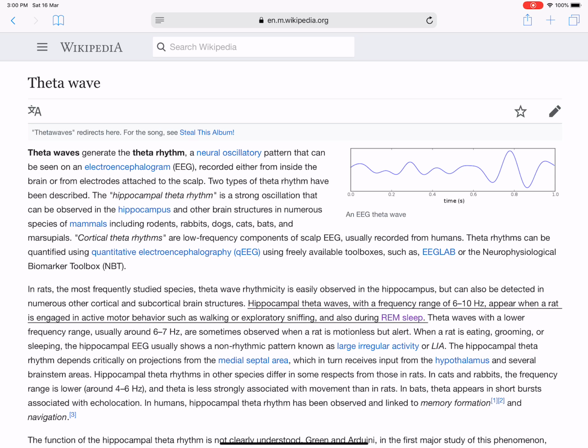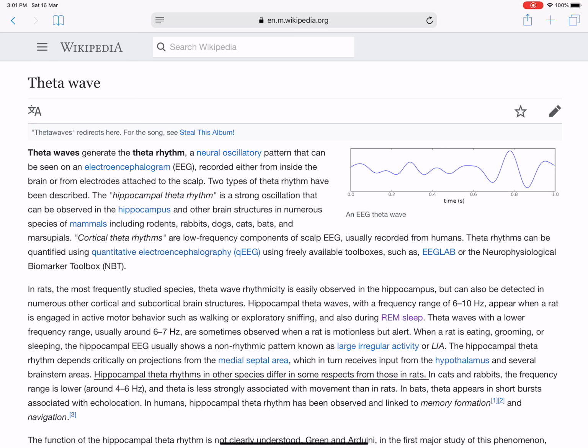Hippocampal theta waves, with a frequency range of Hz, appear when a rat is engaged in active motor behavior such as walking or exploratory sniffing, and also during REM sleep. Theta waves with a lower frequency range, usually around Hz, are sometimes observed when a rat is motionless but alert. When a rat is eating, grooming, or sleeping, the hippocampal EEG usually shows a non-rhythmic pattern known as large irregular activity or LIA. The hippocampal theta rhythm depends critically on projections from the medial septal area, which in turn receives input from the hypothalamus and several brainstem areas.